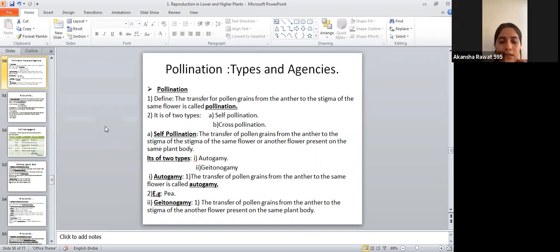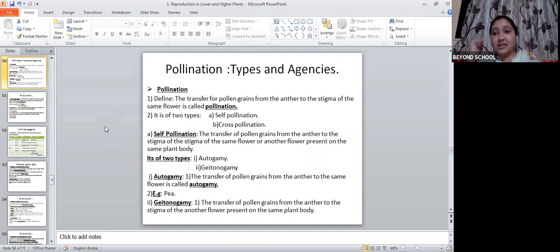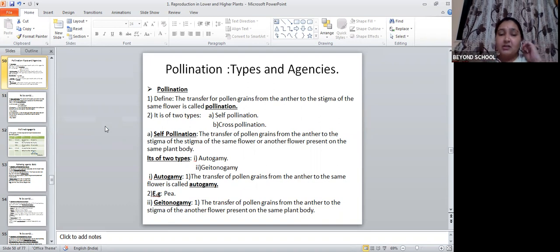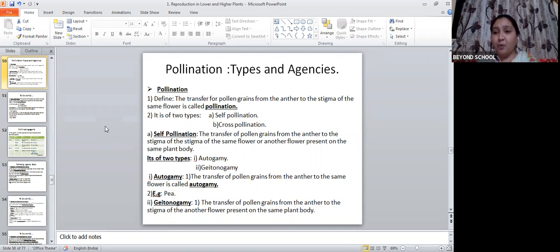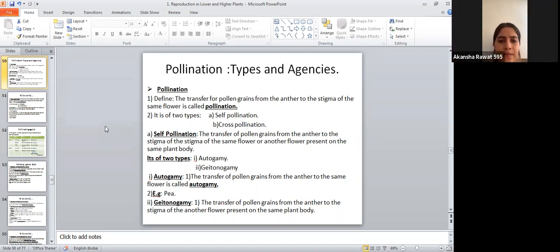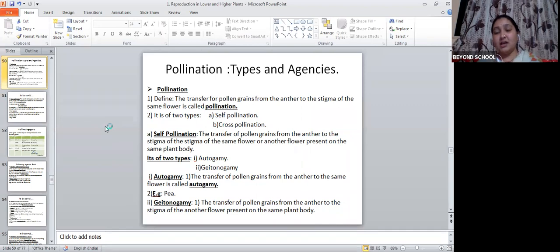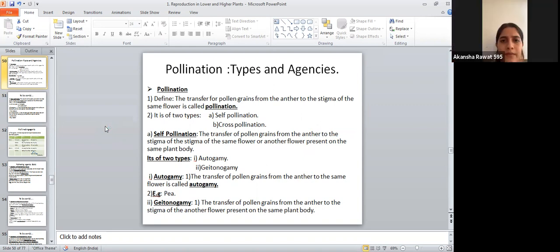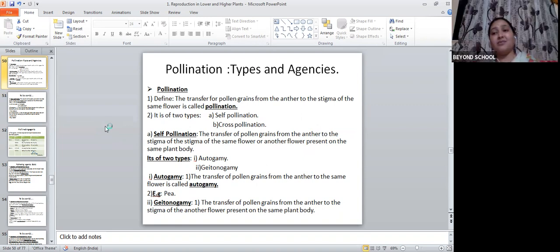In the next lecture, in which we are going to study pollination, remember dear, that the pollination topic is important not only from the theoretical point of view, but also from the practical point of view. The points which I am going to show you in our next lecture will help you in the theory papers and also the practicals. You can carry the same points forward and write them in your practical examination also.